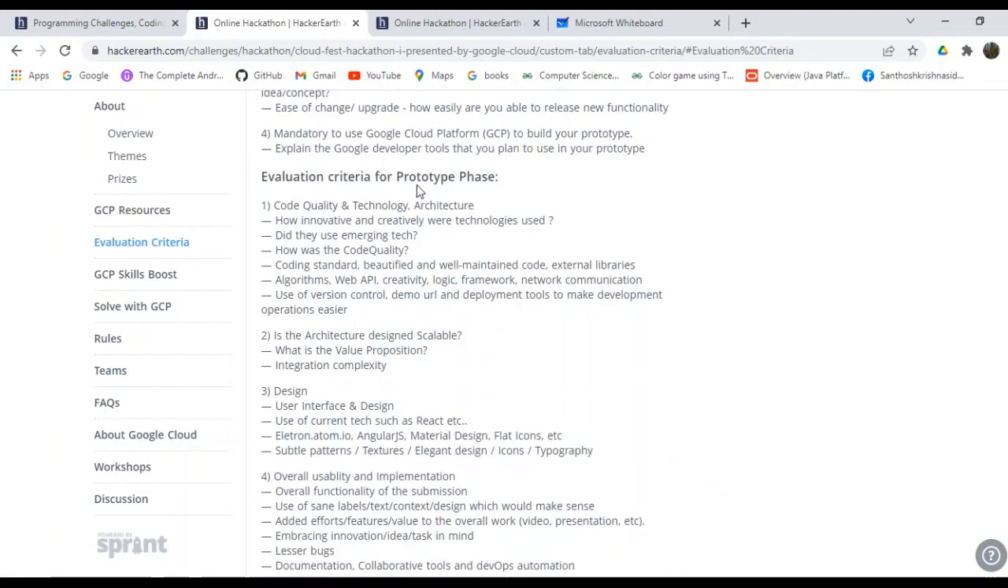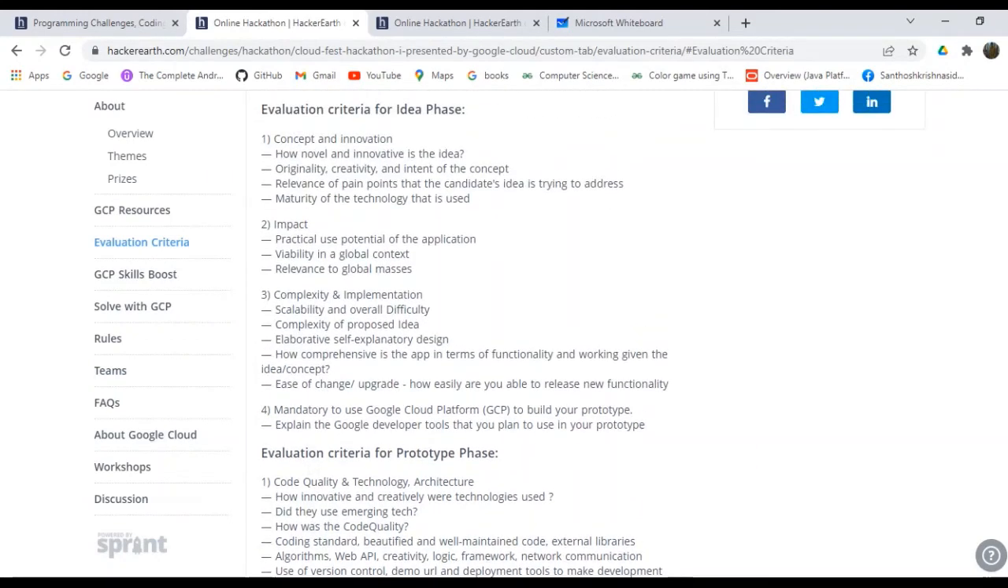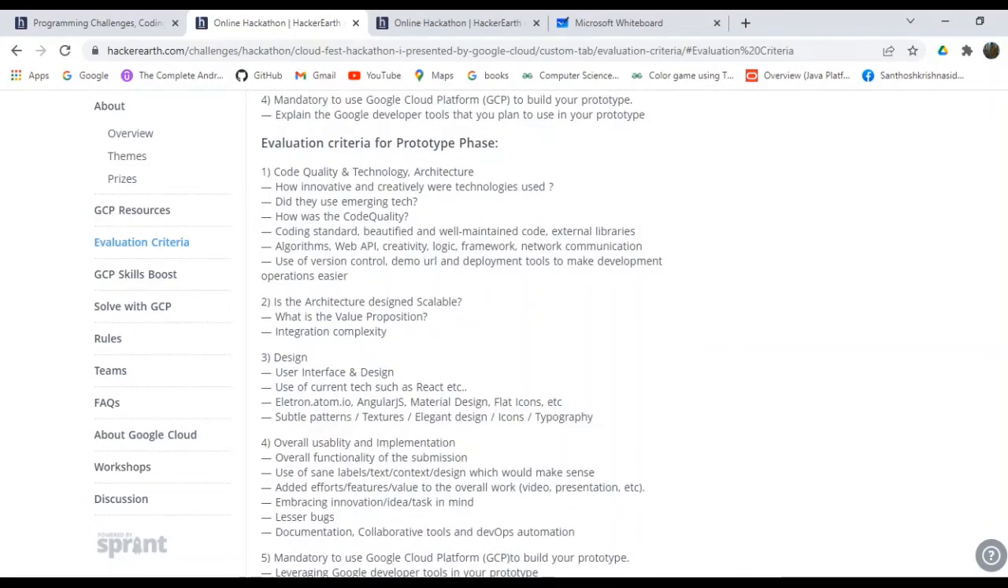Next one is the evaluation criteria for prototype phase. Okay, so actually we have been discussing that this hackathon is divided in two phases. One is the idea phase and another is the prototype phase. So the above mentioned for the idea phase. Now these evaluation criteria for the prototype phase.